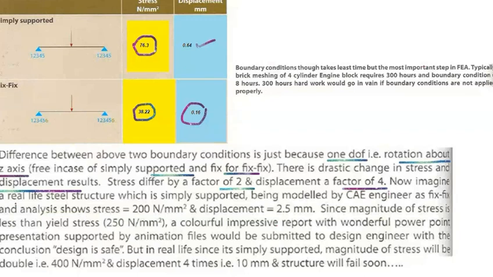So now imagine a real-life steel structure which is simply supported being modeled by a CAE engineer as fixed, and the analysis shows results of 200 Newton per mm square, and the displacement shows 2.5 mm.